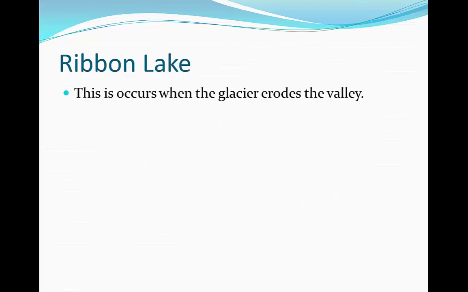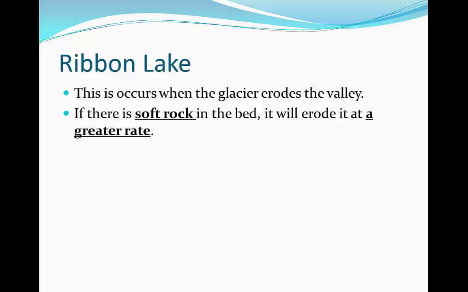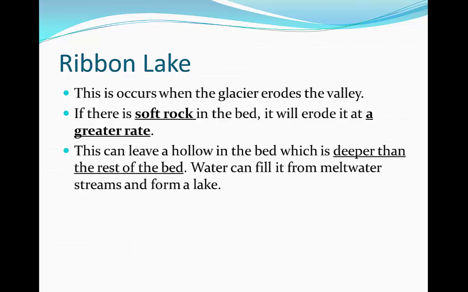Ribbon lakes. This occurs when a lake in a glacier is present due to the rates of erosion being different in the valley. There is soft rock in the bed, and soft rock, as we know, erodes at a greater rate than resistant rock. So if we have an area of softer rock in the bed, we can have a hollow, because as the glacier moves through it, it's going to erode that patch of softer rock at a faster rate than the rest of the bed.